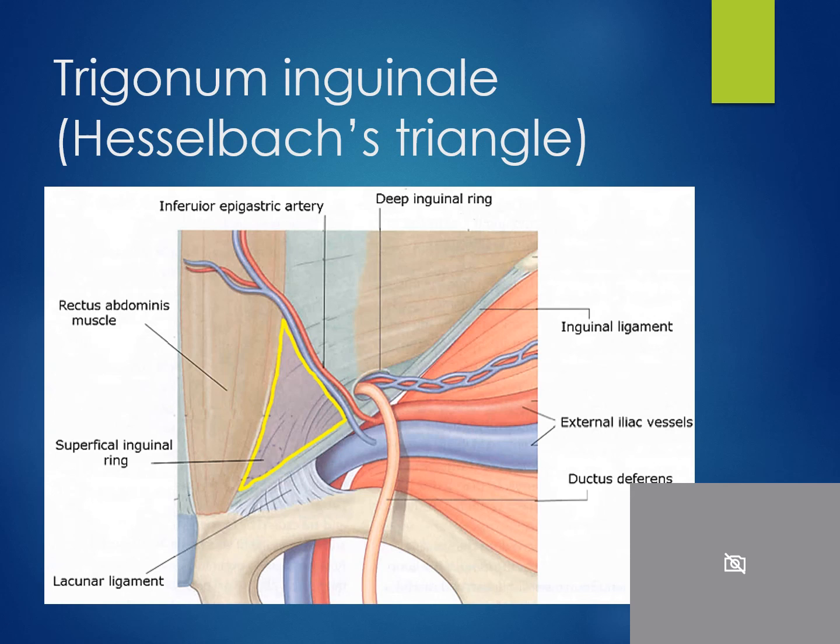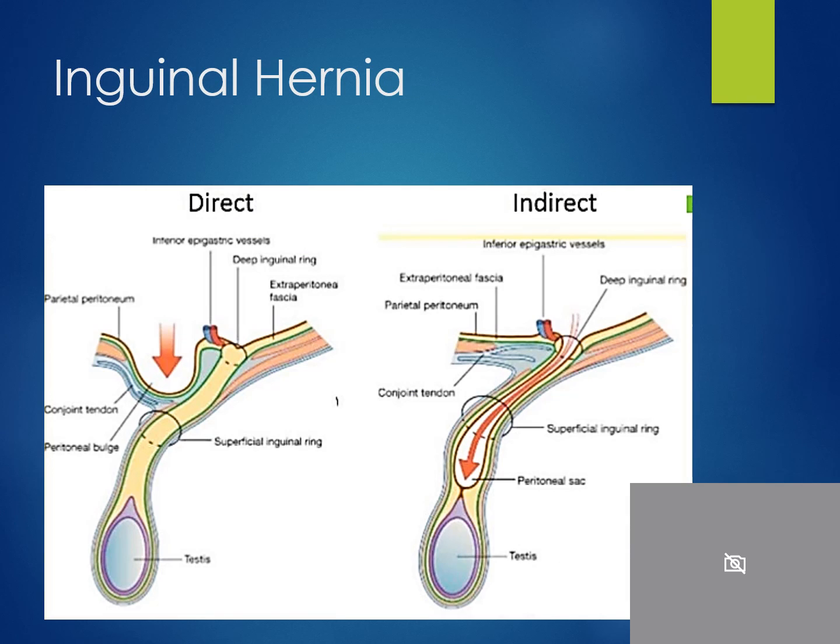So medially it will be the lateral border of the rectus abdominis muscle. Inferiorly, on the floor of it, it will be formed by the medial part of the inguinal ligament with its medial reflected part called the lacunar ligament. On the superolateral side, you will have the inferior epigastric vessels, including arteries and veins. Now through this, you can have what we call the direct inguinal hernia. Now we will talk about the indirect inguinal hernia.